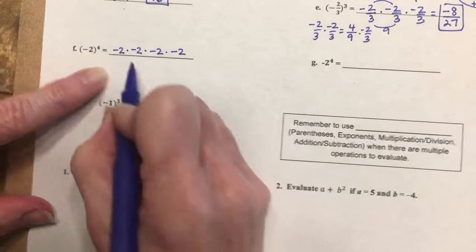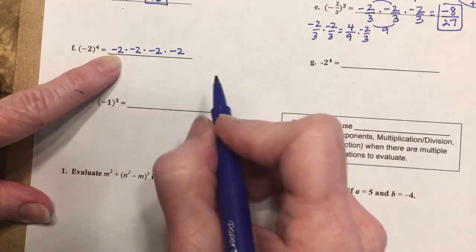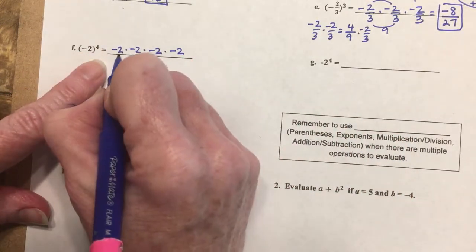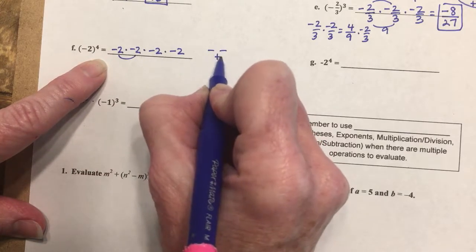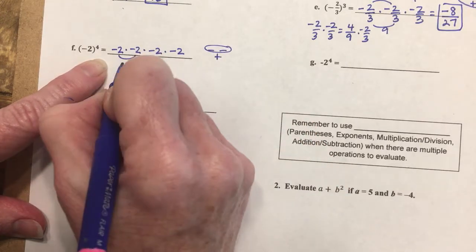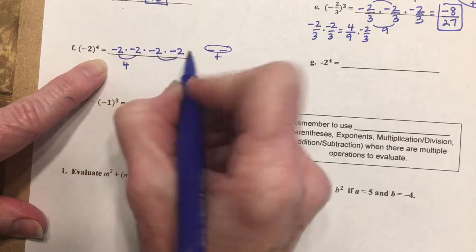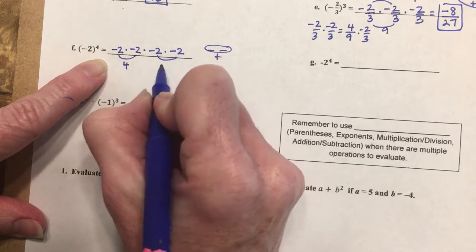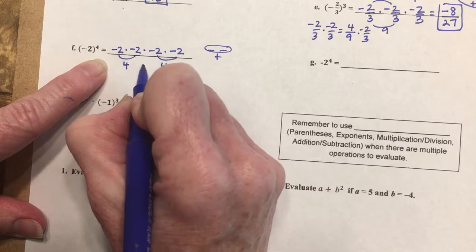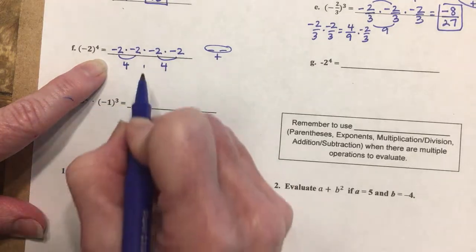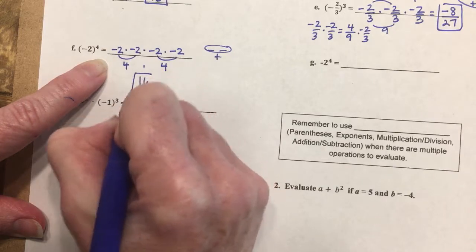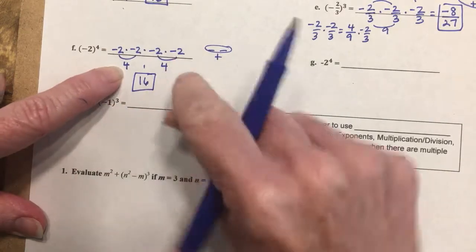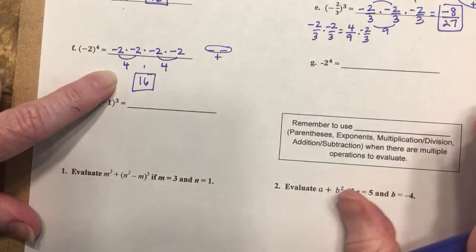When I have a lot of numbers to multiply, this is what I like to do. I like to kind of break it up. So I'm going to do these two. Negative 2 times negative 2, a negative times a negative is positive, so this is positive 4. And I'm going to do these two. A negative times a negative is a positive 4. And then I have to multiply these two. So 4 times 4 now is 16. My answer is 16, and it's positive because these are both positives.